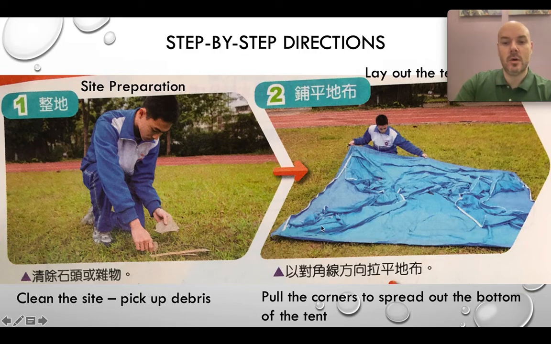Now, once we've done that, we want to lay out the tent. This way, we know how big of an area the tent is going to cover. We want to make sure the tent is on a flat surface. We don't want it to be flat and then fall off, right? So this way we know this whole area is flat. That's what the size of the tent is. No problem. So we pull the corners to spread out the bottom of the tent.